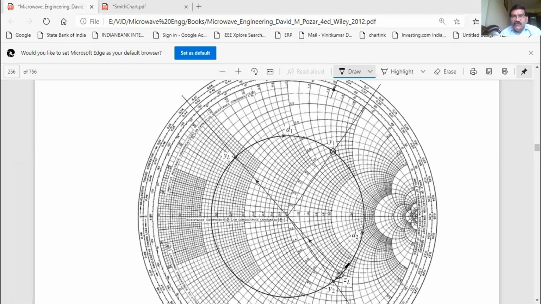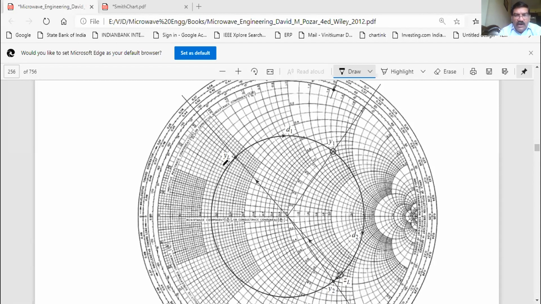Now this ZL, this is your ZL. We have converted it to the YL. How? Passing through this origin, and this is the YL. Now let me know what the value of YL should be that we have given. The YL equals 0.3 plus J 0.4.